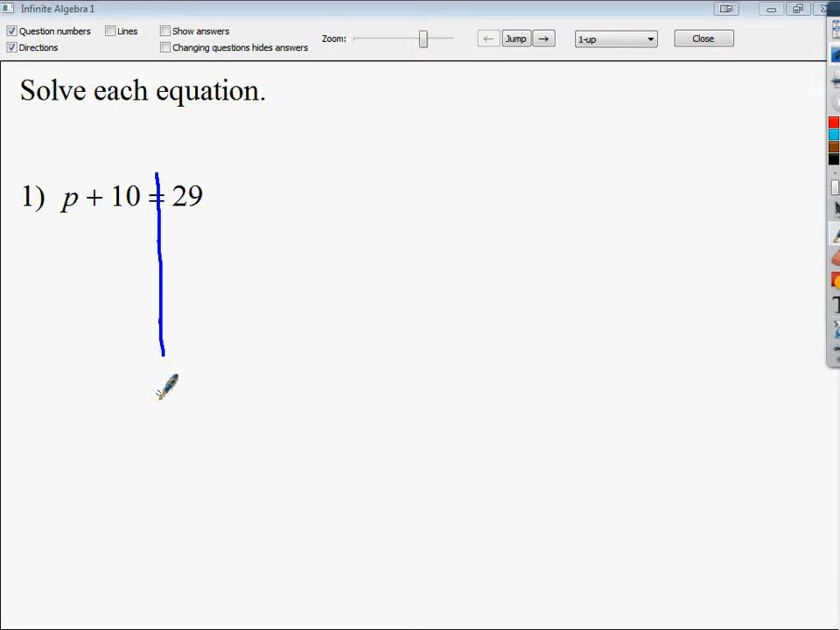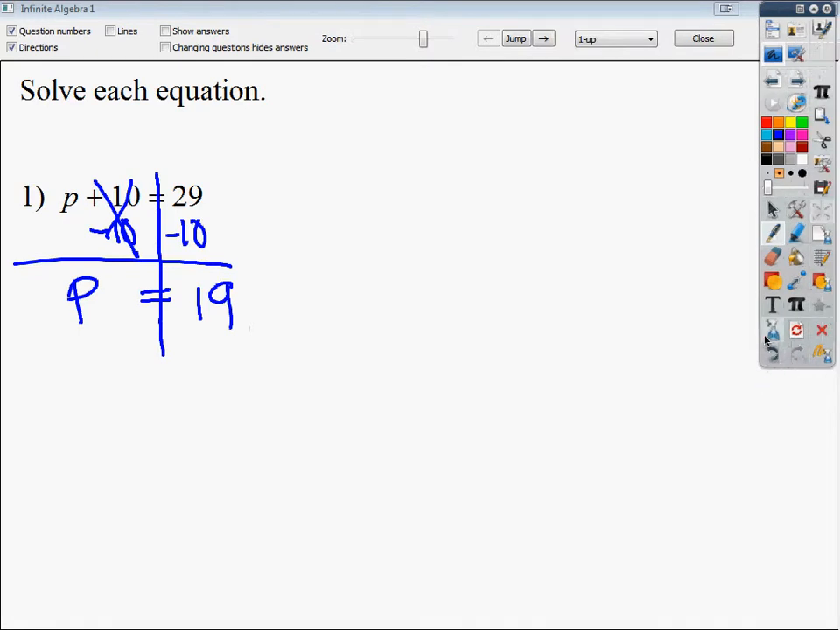I want to know what p equals. So I need to eliminate plus 10. The only way to get rid of plus 10 is the opposite operation, which is, of course, minus 10. If you do something to one side of the equation, you have to do it to the other. Now, 10 minus 10 cancels out, and I end up with p equals 19. So now I know that 19 plus 10 equals 29. I can move on to the next part.